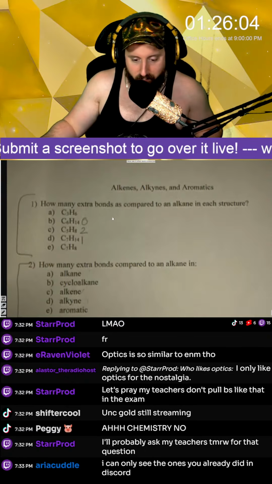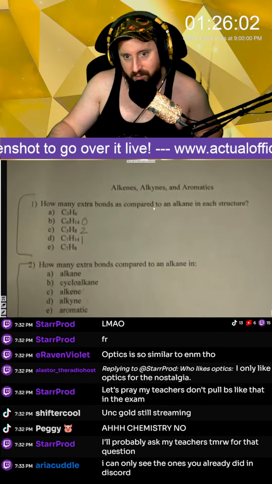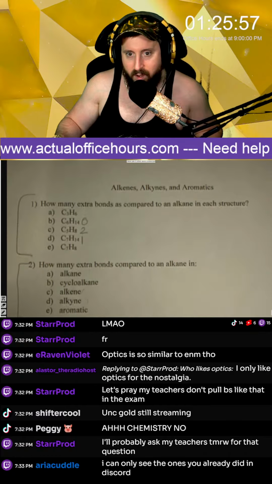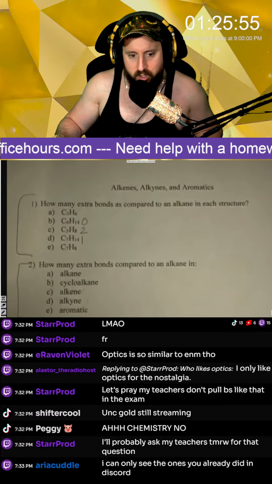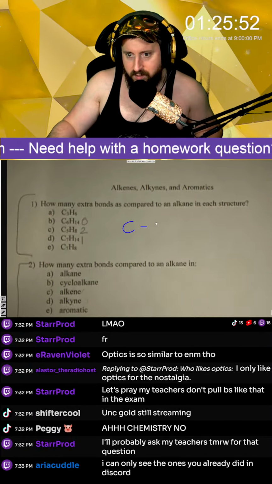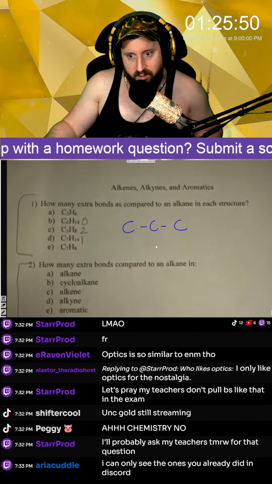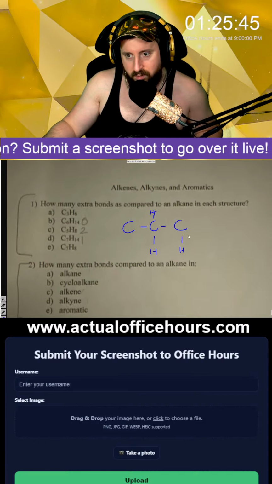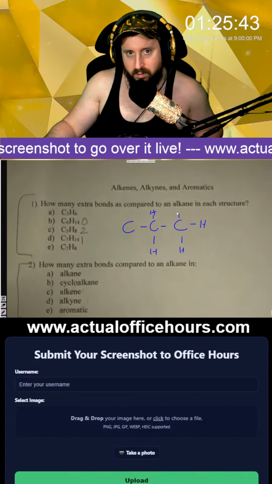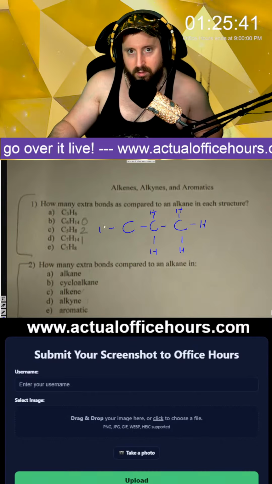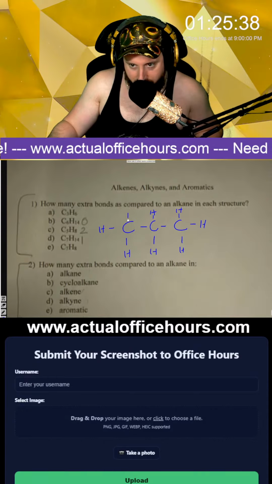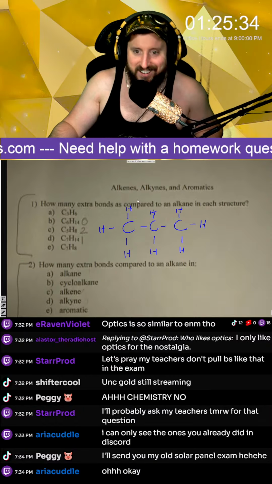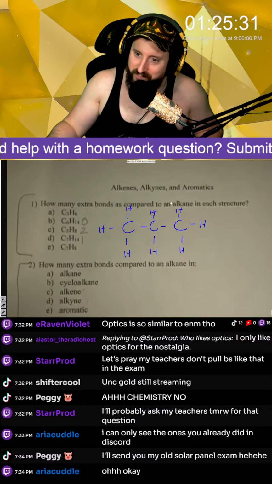Okay, let's see. Alkanes. So alkanes only have single bonds, right? So C3H6. I wonder if the H is... how many extra bonds as compared in each structure? So what? C, C, C? And then what? This is H, H. I don't think this would be C3H6. I think this would be C3H8. Right? That's what the alkane would be.